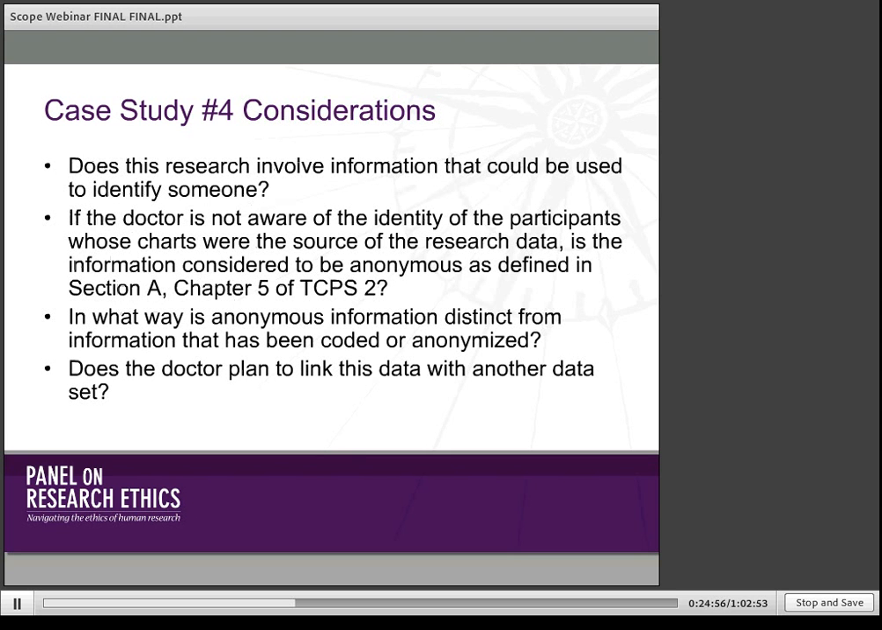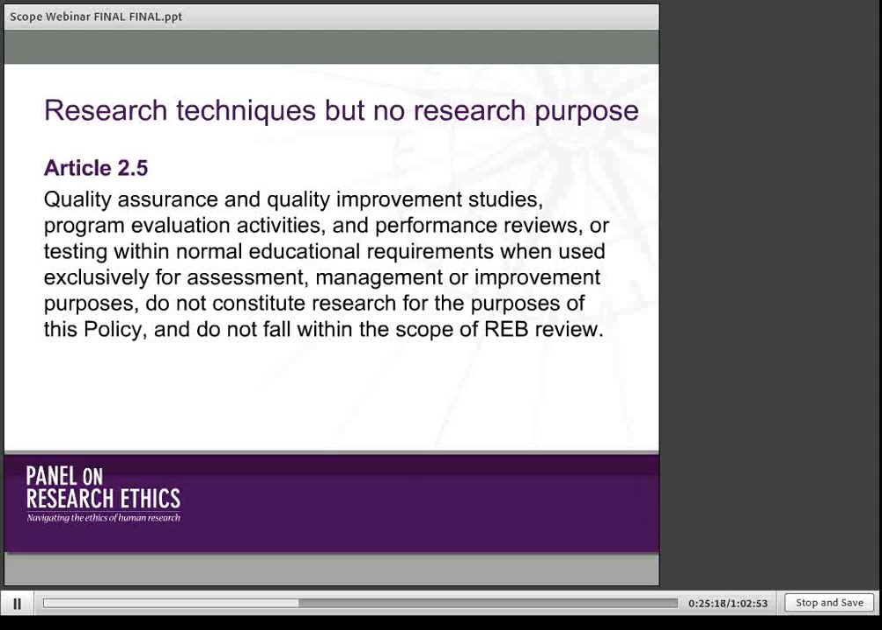The exemption that's described in Article 2.4 only applies when the information is anonymous, as in never having had identifiers associated with it. Therefore, this article does not apply, and the research does require REB review, as many of you know. Okay, next slide, entitled Research Techniques, but no research purpose. Sometimes activities use methods and techniques, like those used in research, but they're not considered to be research.